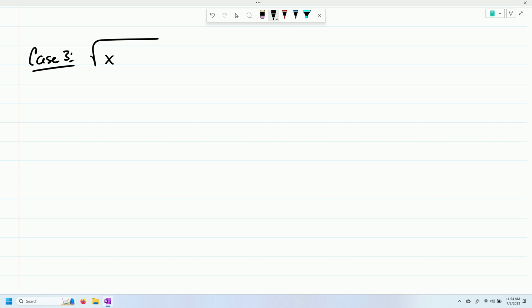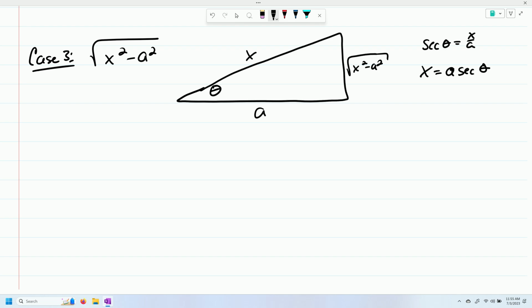Square root of x squared minus a squared. I'm going to pause the video and go ahead and draw the right triangle and everything. All right, so here we are. We have the square root of x squared minus a squared. We have our reference right triangle. Secant theta equals x over a, or if you solve it for x, x equals a secant theta.